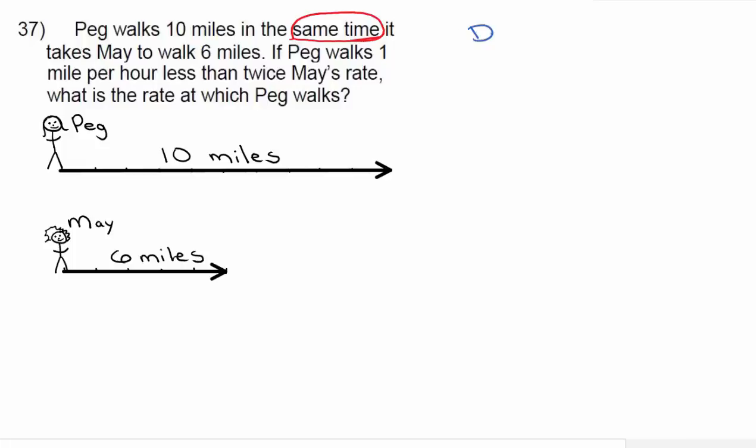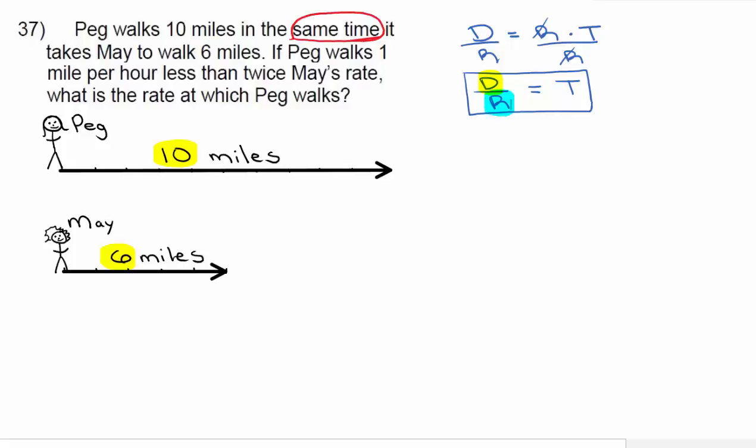In order to do this problem, we're also going to need a special formula. You guys should have this formula memorized. Distance is equal to rate times time. We can also write that as d is equal to r times t. I'm going to solve for t because those keywords, the same time, are telling me that I'm going to have to set Peg's time equal to May's time. And I'm going to be representing time as a distance divided by a rate. Alright, so let's go ahead and do this. D stands for distance. Our distances here are 10 and 6.